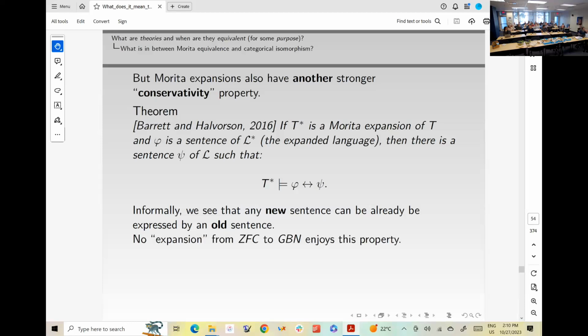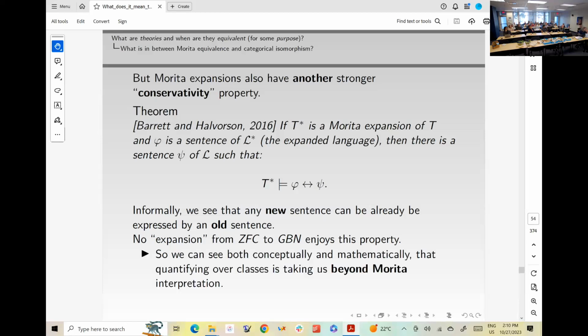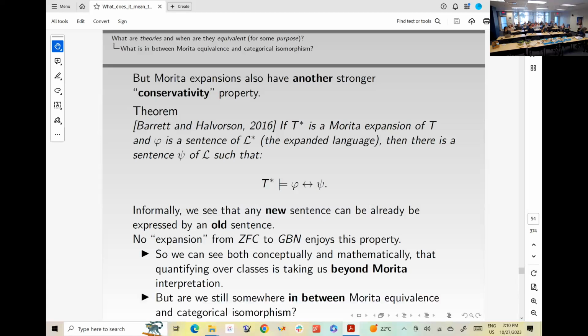However, no expansion of ZFC to GBN enjoys this property. So Morita expansions have a stronger conservativity, but we still have some conservativity with the passage from ZFC to GBN, but not this. Okay. So we can see both conceptually and mathematically that quantifying over classes is in some sense taking us beyond Morita interpretation.